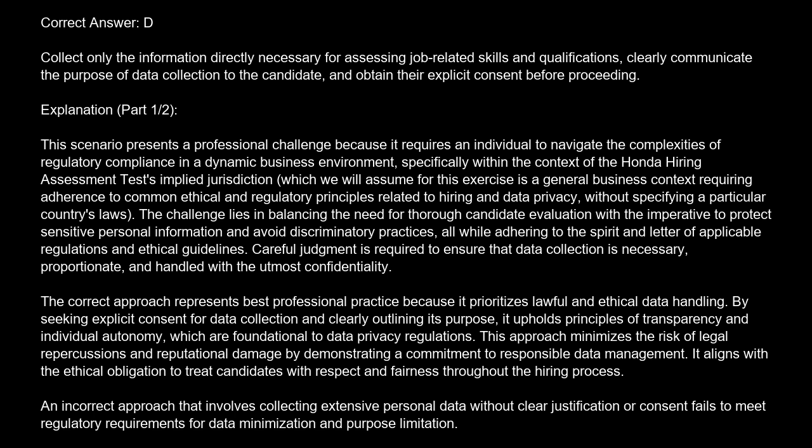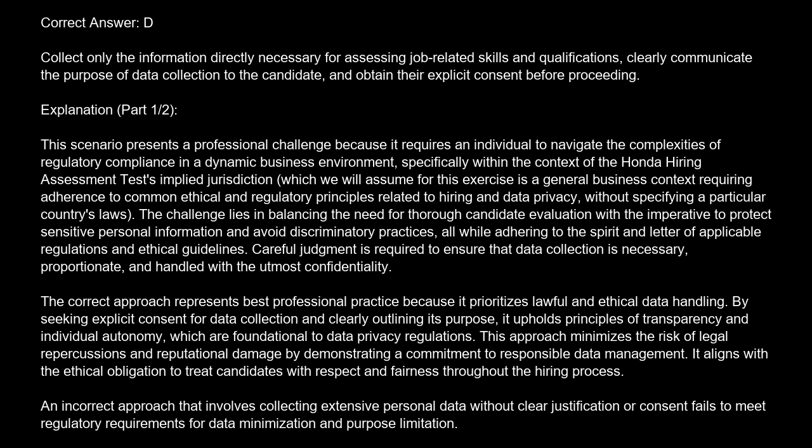The challenge lies in balancing the need for thorough candidate evaluation with the imperative to protect sensitive personal information and avoid discriminatory practices, all while adhering to the spirit and letter of applicable regulations and ethical guidelines. Careful judgment is required to ensure that data collection is necessary, proportionate, and handled with the utmost confidentiality.